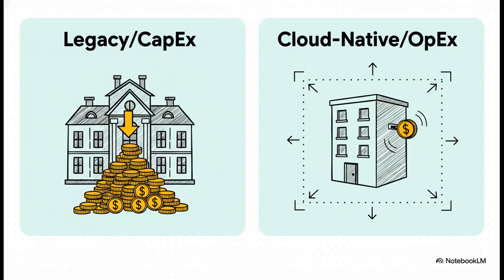Next up, let's follow the money. With a legacy system, you're buying a mansion. You pay a massive amount up front for all the hardware, the software, the whole shebang. That's a huge capital expense, or CapEx. Cloud native, that's like renting an apartment. You pay a monthly fee for exactly what you use. If you need more space, you just rent a bigger apartment. That's an operational expense, or OpEx, total financial flexibility.